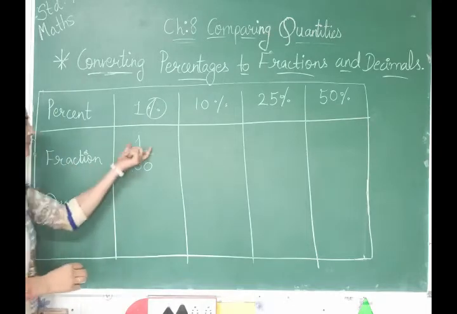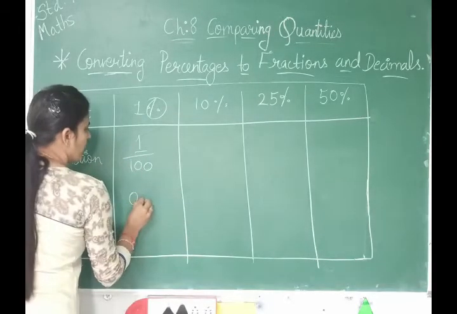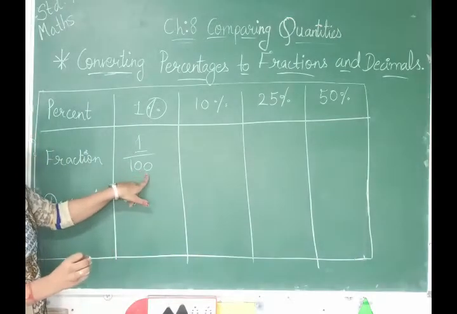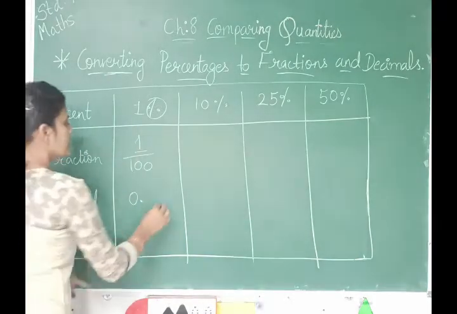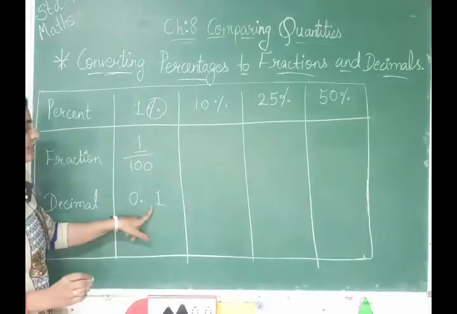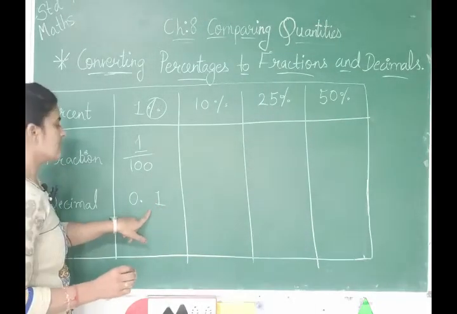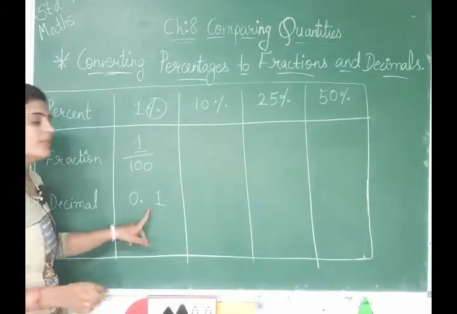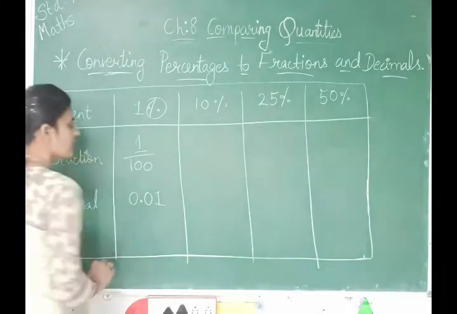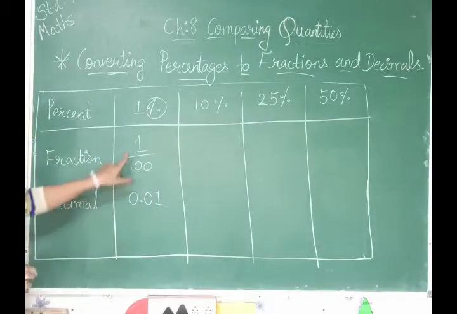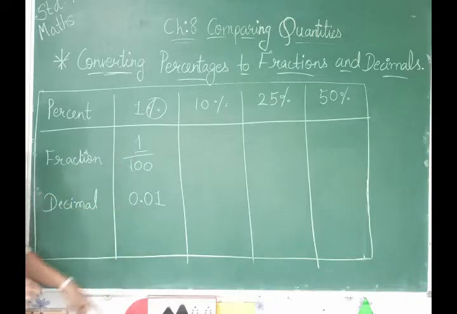Now decimal form, 0 point, we need 2 digits after the point. 1 we already have, and the tenths we are not having, hundredths we are having 1, but we are not having tenths. So what it will be? 0 we will put. So the decimal form of 1 by 100 is 0.01.